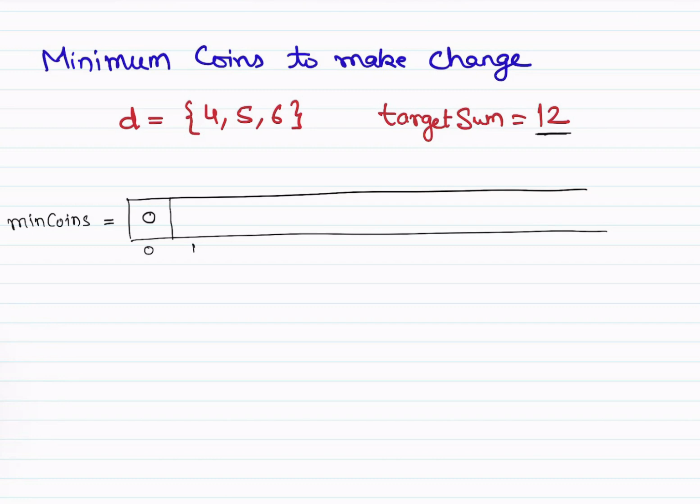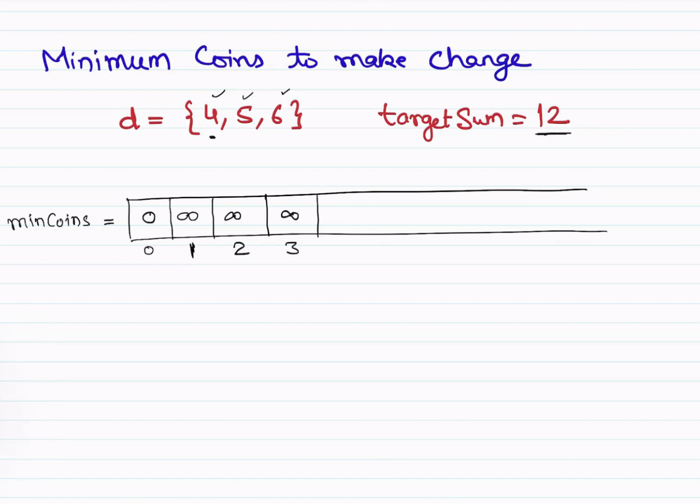Now if we go with 1 rupee, what we should do is look at the array. We cannot choose 6, we cannot choose 5, we cannot choose 4, because 1 rupee cannot be made. So let's say we put this value as infinite. Let's go with 2. If you have to make change of 2, again the same situation, we can't choose any coin because all coins are bigger than 2.